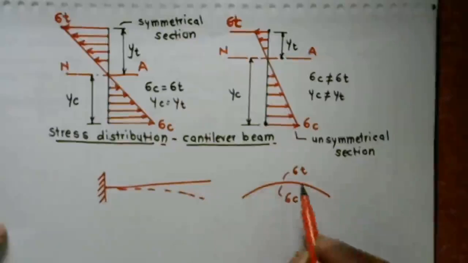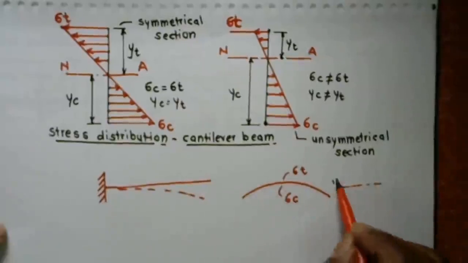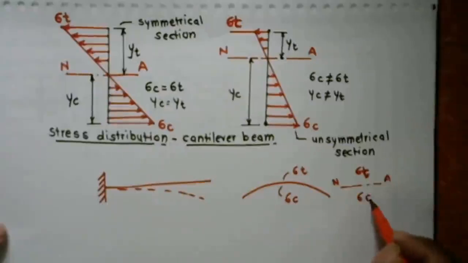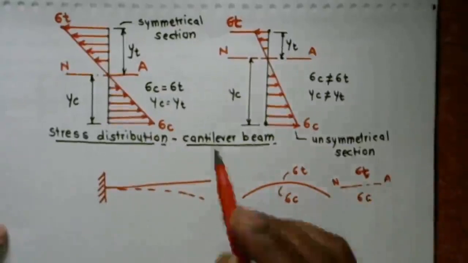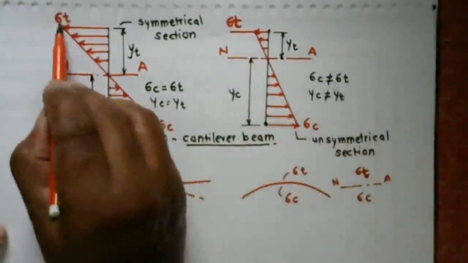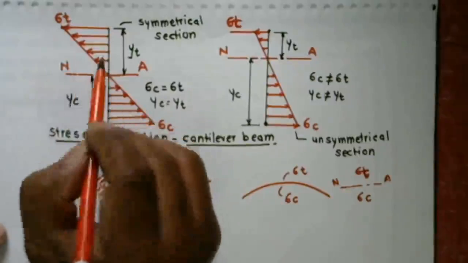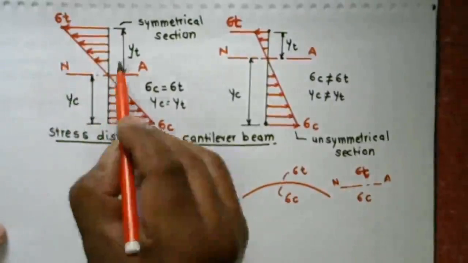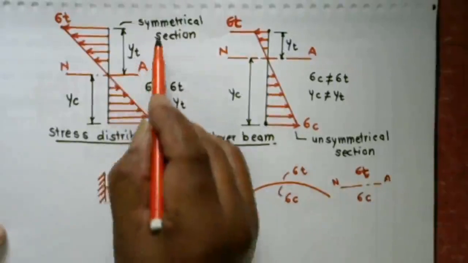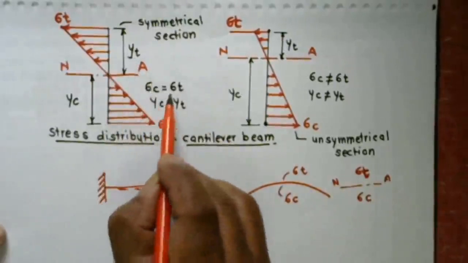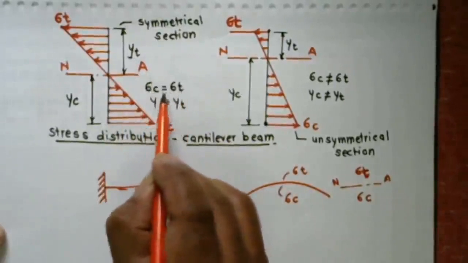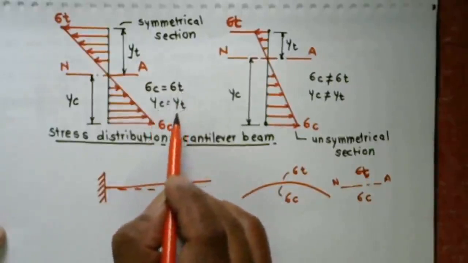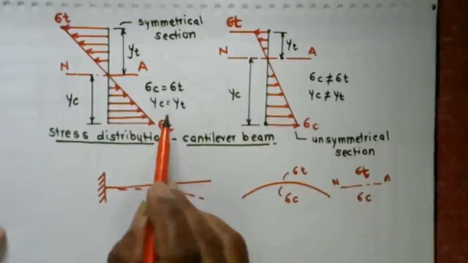That's why tensile stress is induced above the neutral axis, whereas compressive stress is induced below the neutral axis. Sigma T means tensile stress, shown above the neutral axis, and compressive stress is shown below the neutral axis, at distances YC and YT. This is for a symmetrical section, so sigma C is equal to sigma T, compressive stress equals tensile stress, and distance YC is equal to YT. That's for symmetrical sections for the cantilever beam.